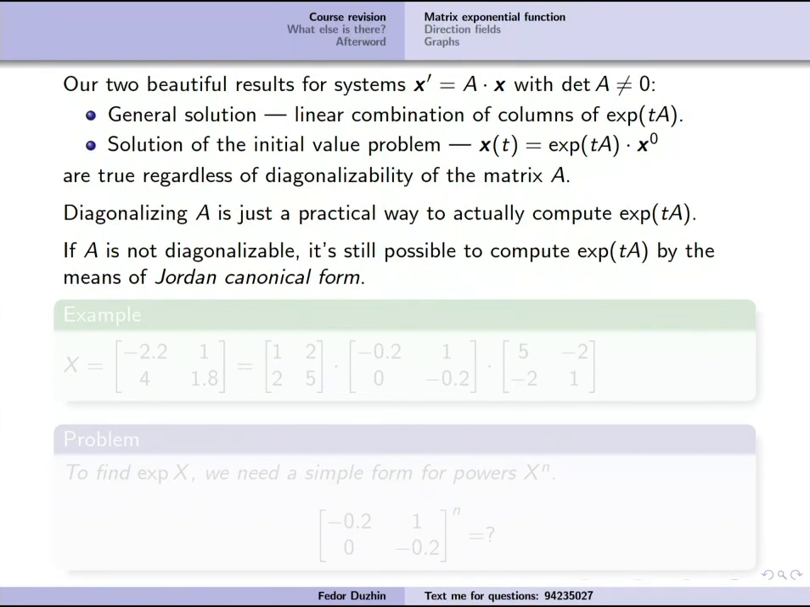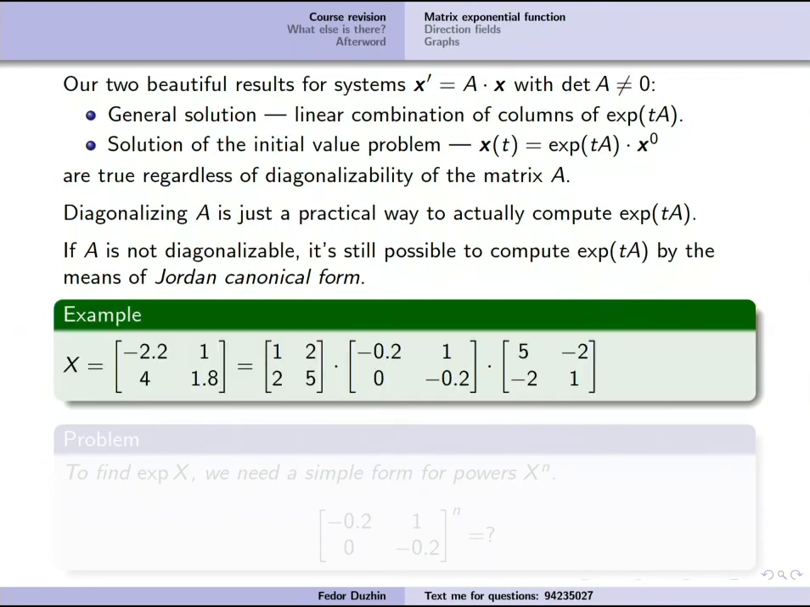But even if the matrix is not diagonalizable, it is always still possible to compute the exponential function by means of the so-called Jordan canonical form that I don't think you've learned in linear algebra, but at least those of you who took the advanced investigations probably know it. Even if you didn't, you can always Google it up. It is a bit harder than diagonalization, but it is not really rocket science. So if you're interested, I suggest that you try to figure it out. But here is how it looks.